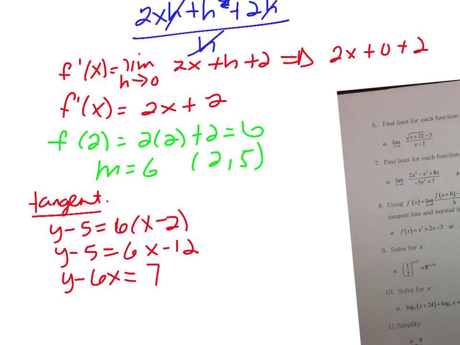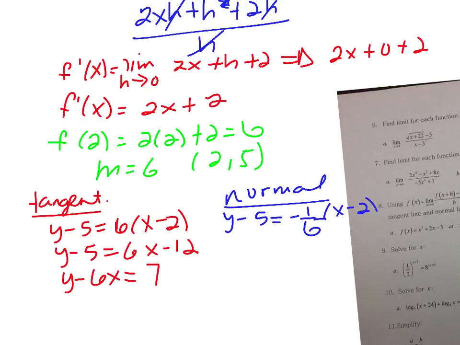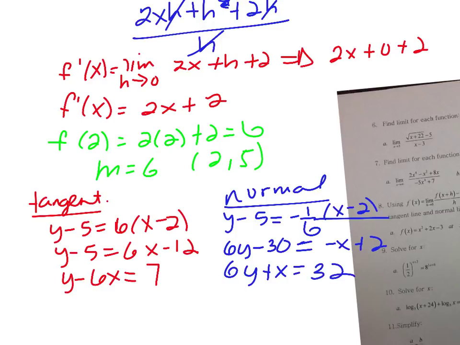Okay, now my normal line. So that's y minus 5 equals negative 1/6 times x minus 2. So cross multiply, we get 6y minus 30 equals negative x plus 2. 6y plus x equals 32. Okay, so let's take a look at 8b.